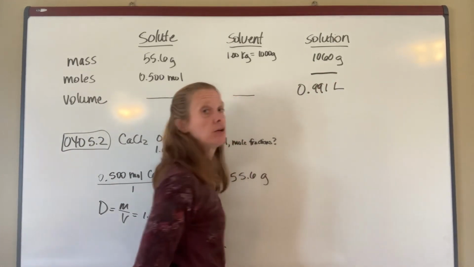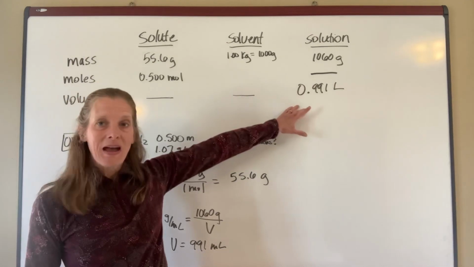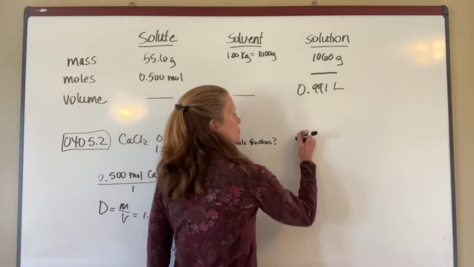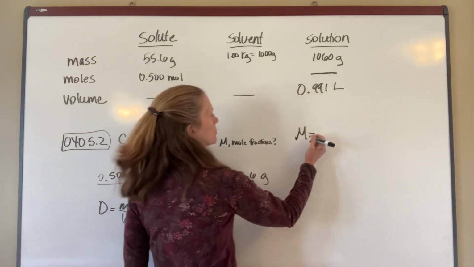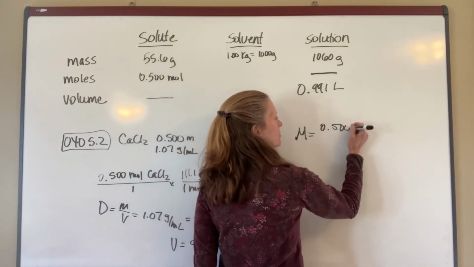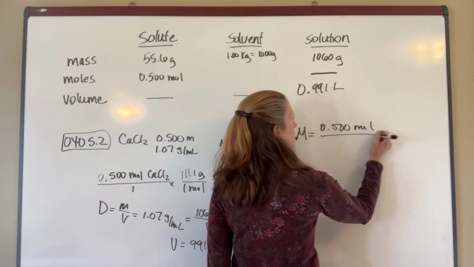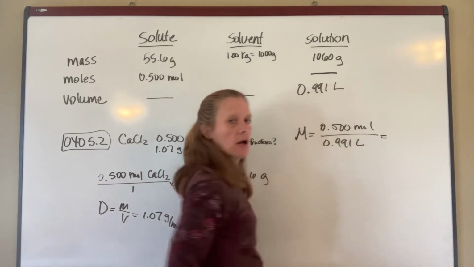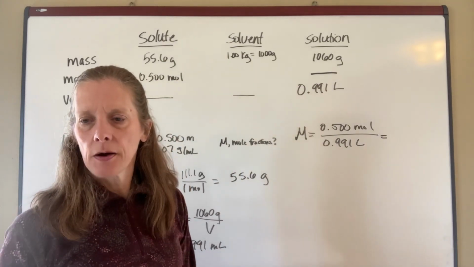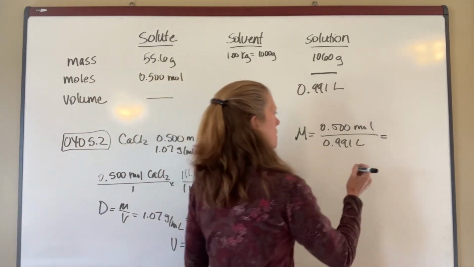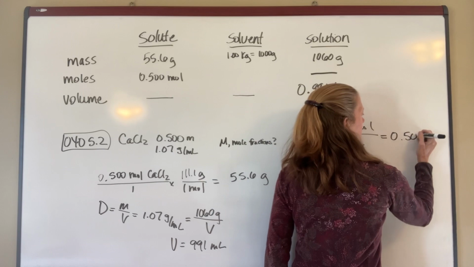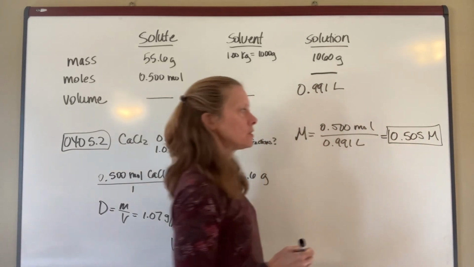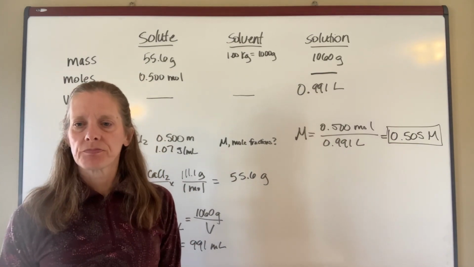Okay, so fill that in up here, 0.991 liters. Now that I have that information, now I can calculate the molarity, because the molarity is going to be equal to 0.500 moles over 0.991 liters. And if you divide that out, that will give you 0.505 molar. Okay, so there's the molarity.